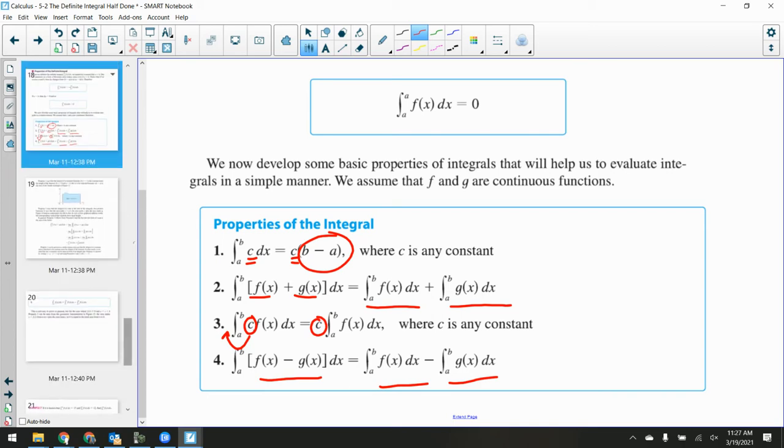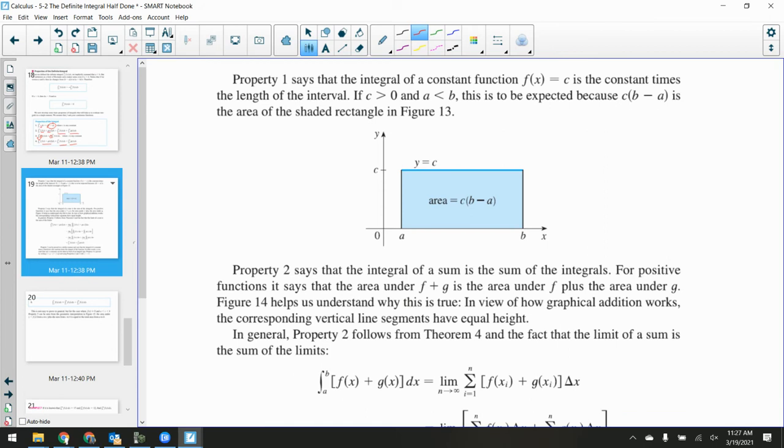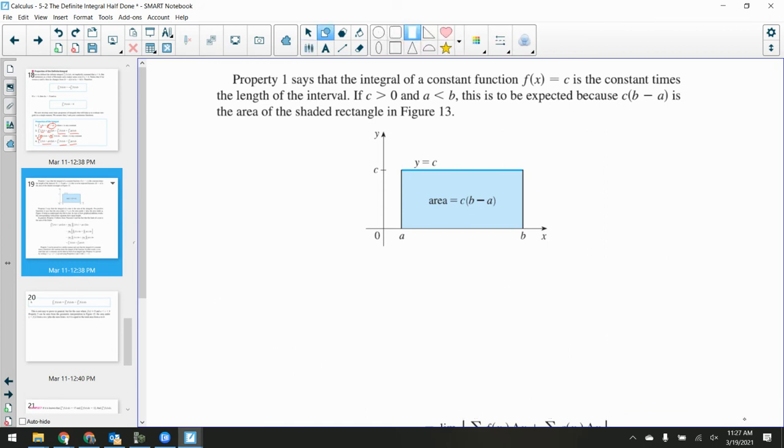Another I wanted to illustrate. We're not going to do the last part of this slide here. I just want to show you this top part. Property 1 states that the integral of a constant is the constant times the length of the interval. We can almost think about that like the shortcut that I taught you.